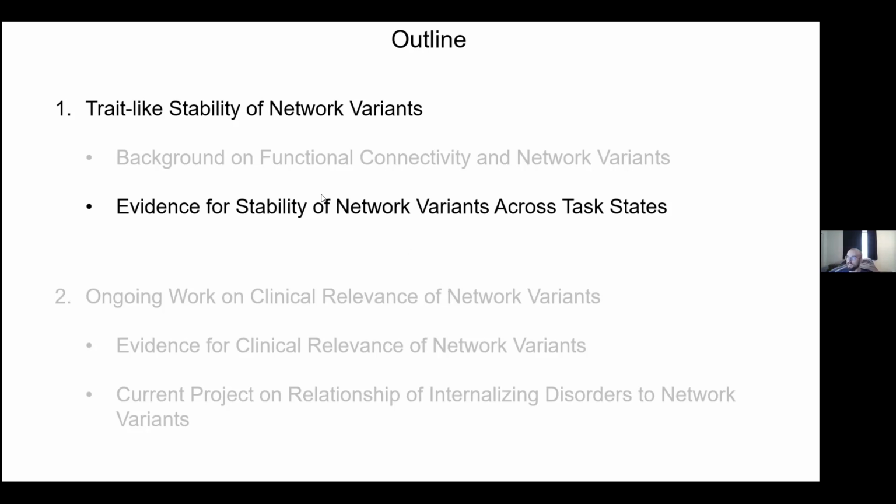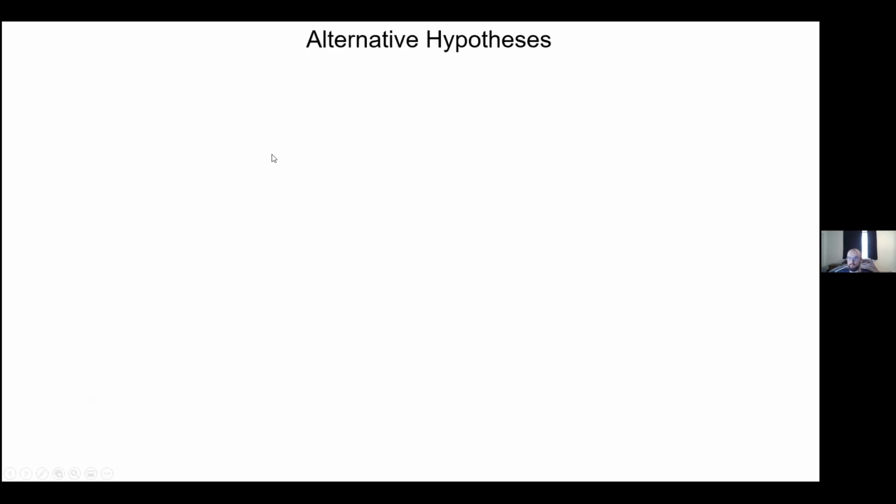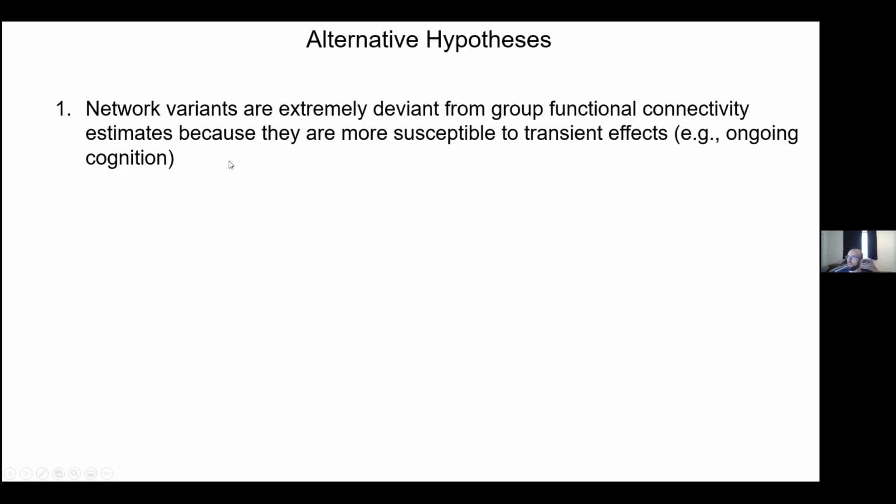So in this study, sort of based on what I just said, you could imagine several alternative hypotheses. So one is that network variants show this extreme deviance from group functional connectivity estimates because they're more susceptible to transient effects, such as ongoing cognition. So for instance, if you're in a resting state in a scanner and you're just thinking about things, maybe these areas just have additional intra-individual variation.